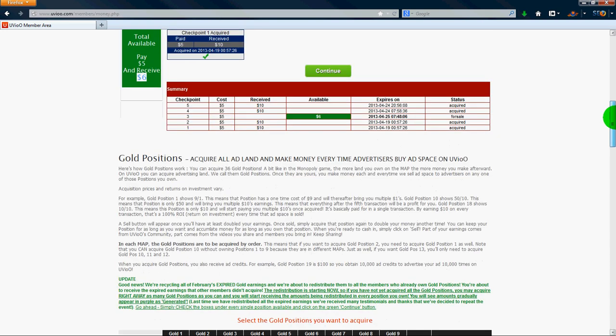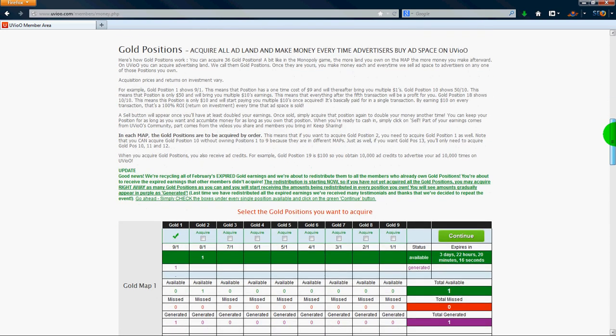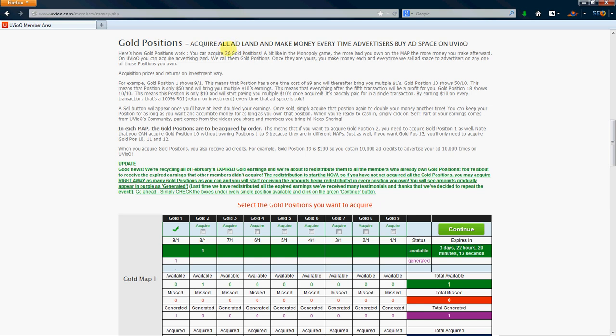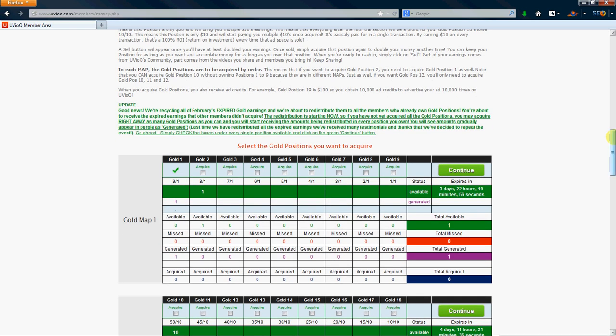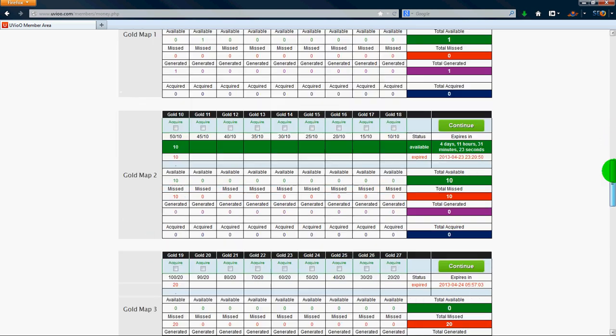Okay, then there are these things called gold positions, which, like it says, acquire all ad land and make money each time an advertiser buys ad space. There are different levels here. The higher the level you go, the more it costs to get in, but the more you get back in return. These are also on a time limit, so when they become available, you have to take advantage of them at the time they're available. If not, they'll expire, and you'll lose that particular opportunity. The case in point is some of these ones down below, which I'll show you in a second.